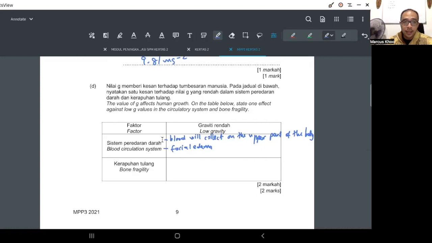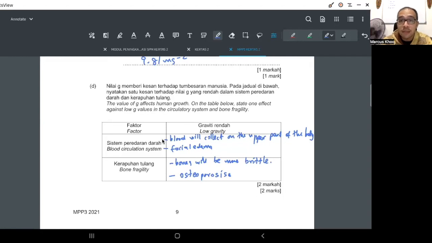Okay. Now in terms of bone fragility, of course, lack of gravity. If G becomes very low, then it will cause our bones to be more rapuh. Oh gosh, what's the meaning of rapuh? Brittle. Okay, bones will be more brittle. Or you can always say the most famous one now, osteoporosis. Osteoporosis is also very famous lah, the answer.